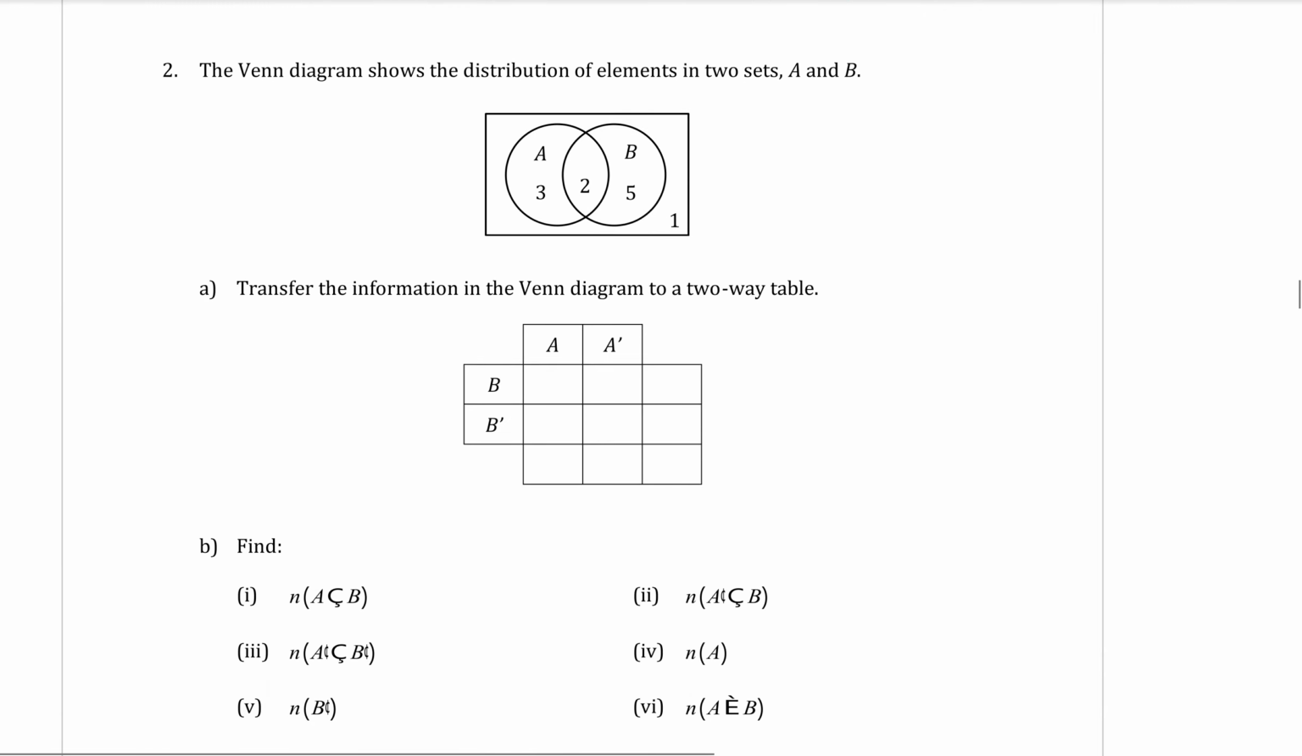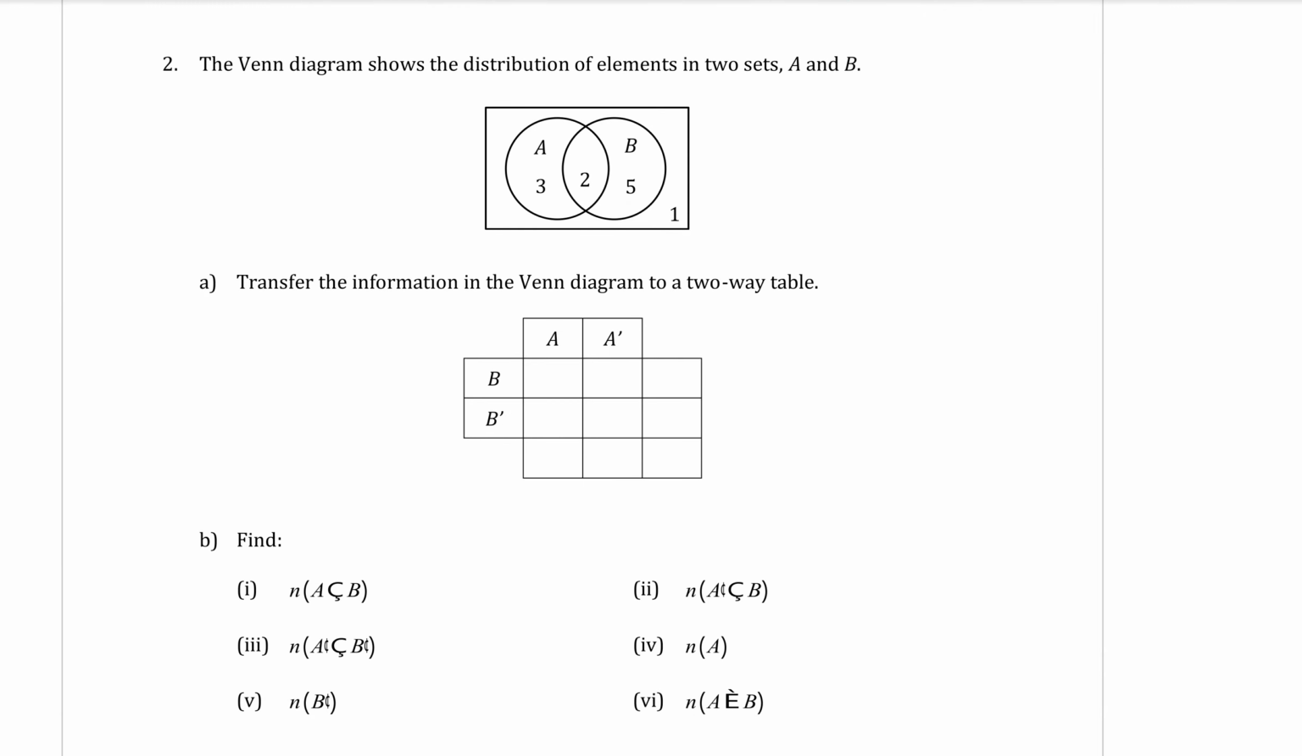Question 2. The Venn diagram shows the distribution of elements in 2 sets, A and B. Not telling us what they are, but there they are. A and B. The numbers are all in the Venn diagram for us. Transfer the information into the two-way table. I've shown you how to do this once. Maybe see if you can get ahead of me and you get the same thing. So the first one, A and B, that box in there, is both of them, which means it's the overlapping section, it's the 2.